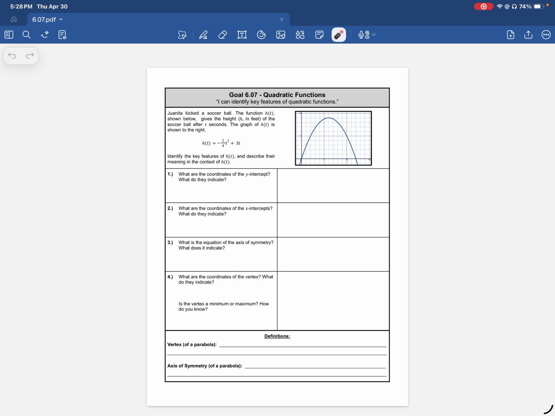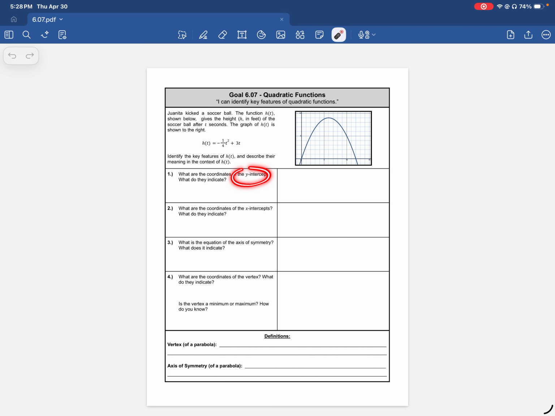Number 7. Wanting to kick a soccer ball, the function h of t shown below, it's really shown over here, gives the height h in feet of the soccer ball after t seconds. The graph is shown to the right. Oh, the function shown below, right there, the graph shown over here. So identify the key features and the meaning.